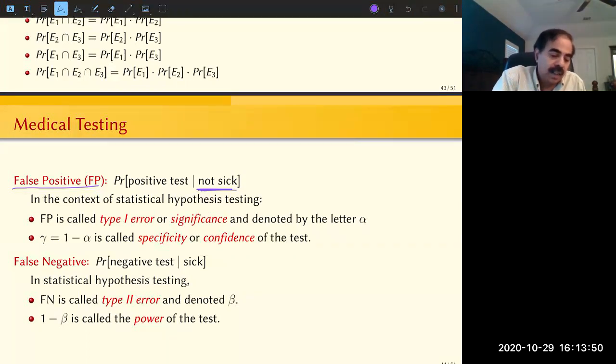So a false positive is the likelihood that you have someone who is not sick, but the test comes back positive. That is a false positive because the person really is not sick. Similarly, false negative means the person is actually sick, but the test says that you're not sick.